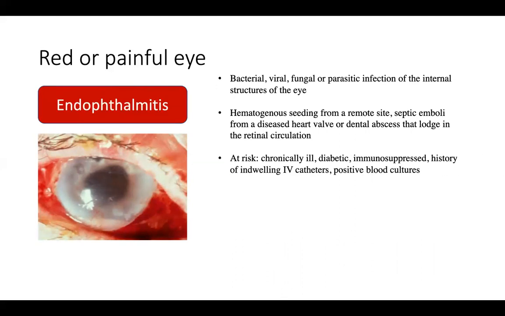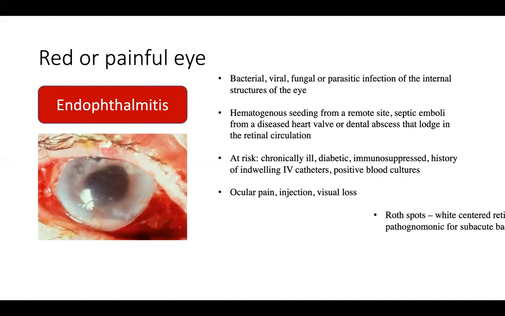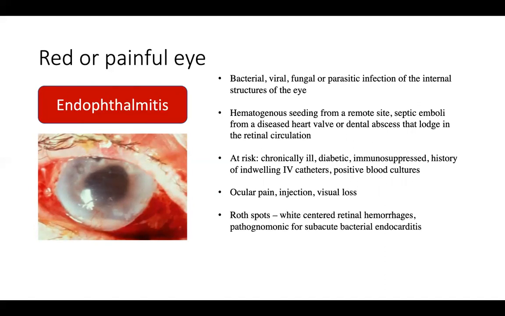Chronically ill, diabetic, or immunosuppressed patients, especially those with a history of indwelling IV catheters or positive blood cultures, are at greatest risk for endogenous endophthalmitis. Although most patients have ocular pain and injection, visual loss is sometimes the only symptom. White-centered retinal hemorrhages, known as Roth's spots, are considered pathognomonic for subacute bacterial endocarditis, but they also appear in leukemia, diabetes, and many other conditions.